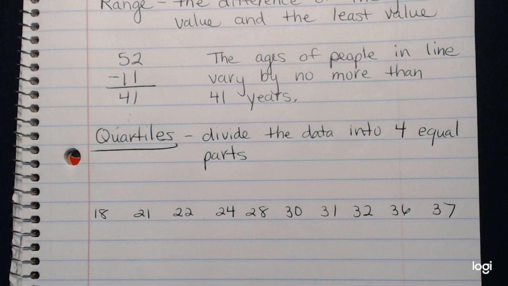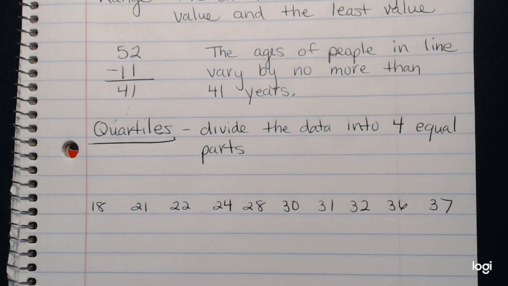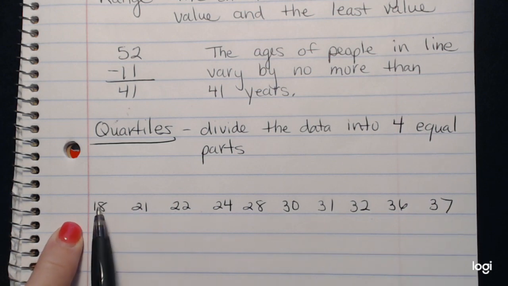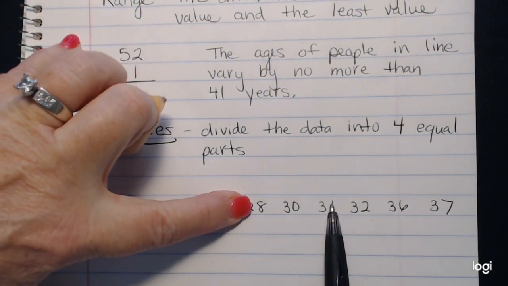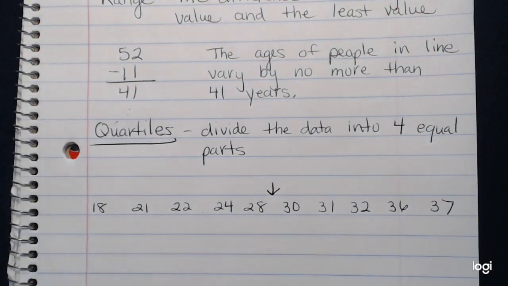Now remember, the definition of a quartile is divided into 4 equal parts. So we're going to have to do a couple things here in order to find our 4 equal parts. The first thing we're going to do is find the median. Well, yesterday we learned that the median is the center or middle of the data. Well, if I know that I have 10 numbers, if I split 10 in half, that's going to be 5. 1, 2, 3, 4, 5. 1, 2, 3, 4, 5. So my median is going to actually be right in between 28 and 30.